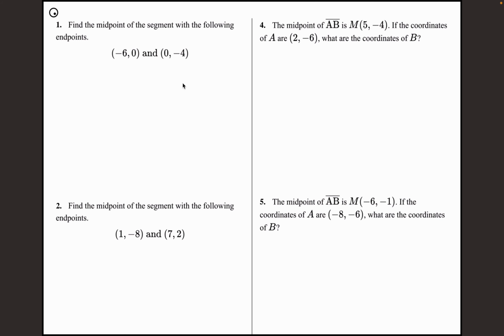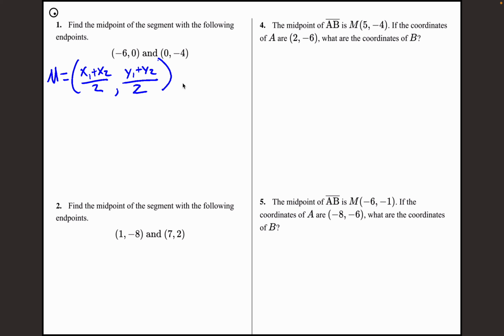The first one says, find the midpoint of the segment with the following endpoints. We are given -6, 0, and 0, -4. Let's write out our midpoint formula. Our midpoint equals x1 plus x2 divided by 2, then y1 plus y2 divided by 2. Again, we're just finding the coordinates of the midpoint.